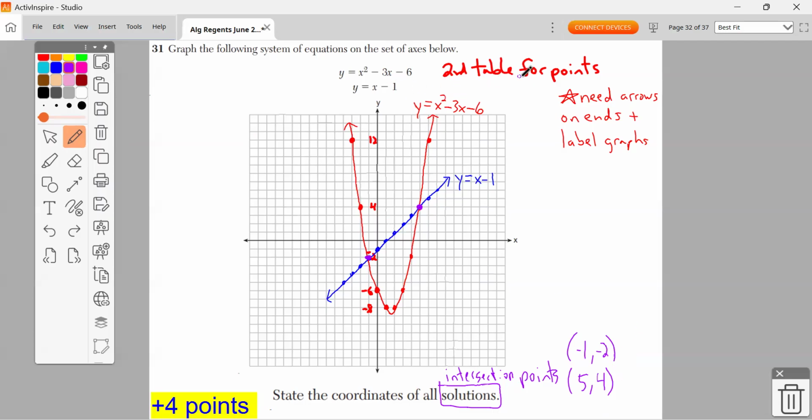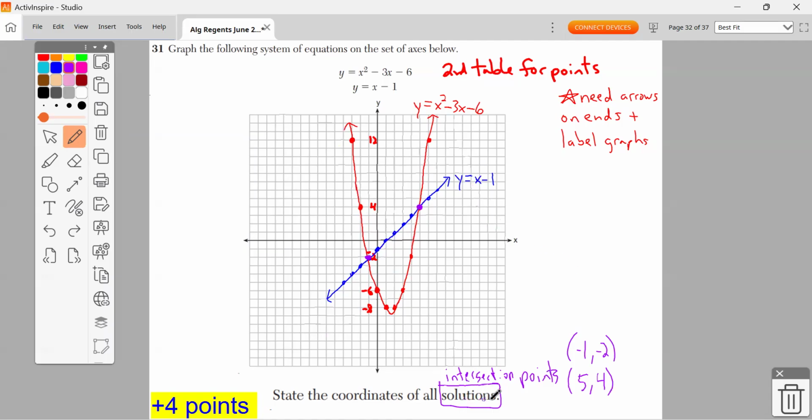Type it into your y equals and then do second and table for your points. It is very, very important. You have to label each line, all right, label each graph, and you have to have arrows on the ends. If you don't, you get it wrong, all right? You don't get credit for that. So second in table for your points, here's what your line looks like. Here's what your parabola looks like.